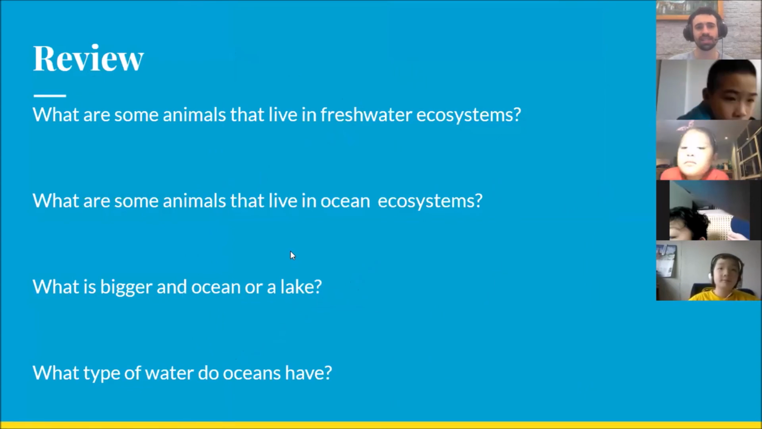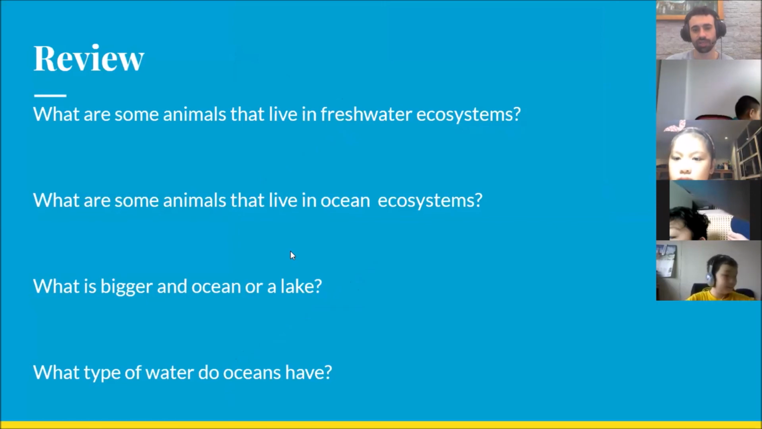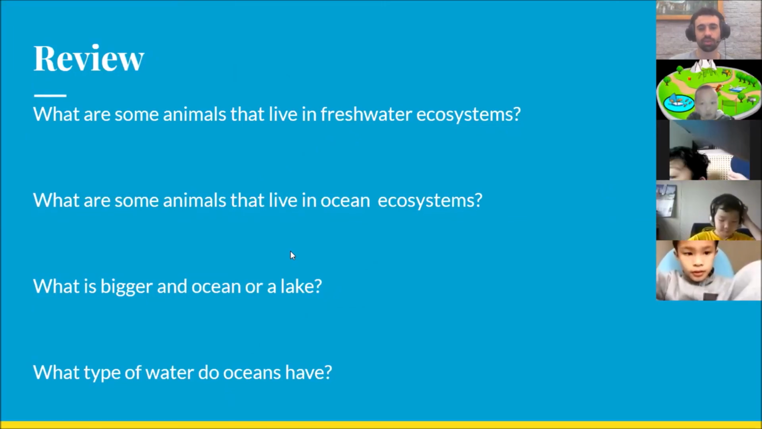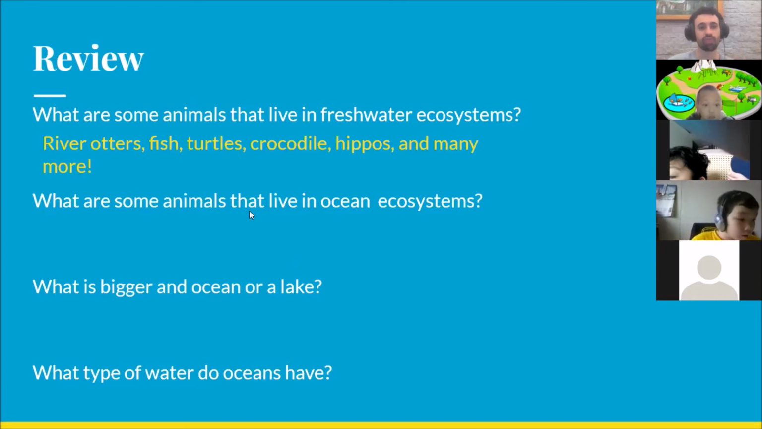Some quick questions. What are some animals that live in freshwater ecosystems? Now I'm going to go over this quickly so we can go over our homework, but you guys know this. What are some animals that live in fresh water? Just list off a few for me. Dino? What's up? Yep, crab. Yeah, crabs do live in freshwater. There's freshwater crabs. Layla? Yeah, fish live in freshwater. Yeah, guys, you guys know this. River otters, fish, turtles, crocodiles, hippos, and many more like crabs.